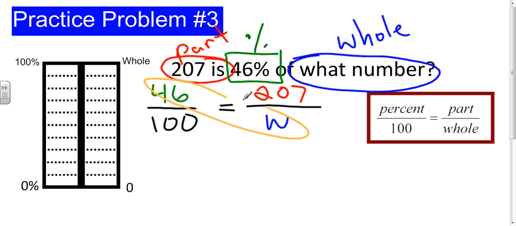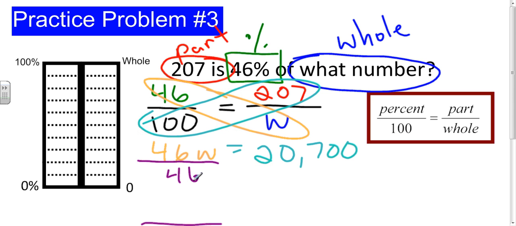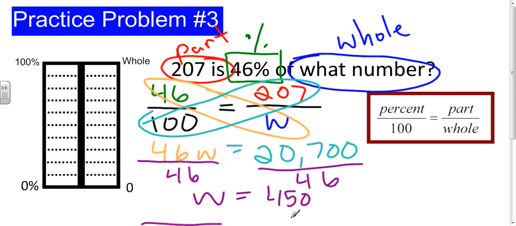So I will cross multiply. 46W equals 100 times 207, which is 20,700. And I just need to divide both sides by my coefficient, which is 46. And I find that the whole is equal to 450. And that's how we use proportions with percents.